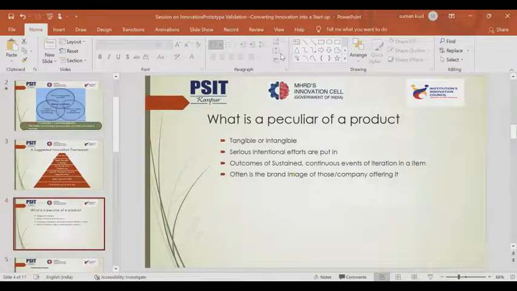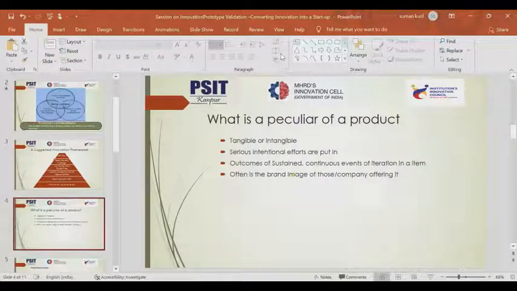The next one is, what is the peculiarity of a product? See, peculiarity means something extra or out of the box. You can say something that differentiates it from the rest of the products of a similar category. It might be your product, whether it is tangible or intangible.